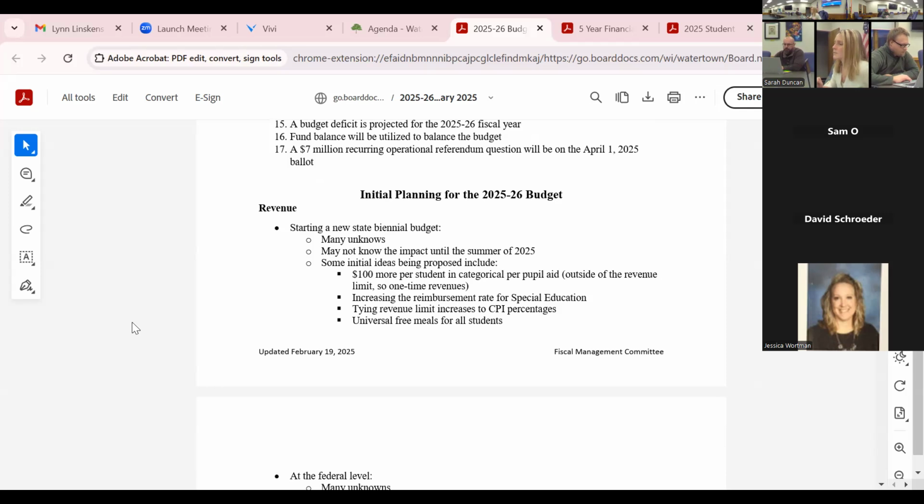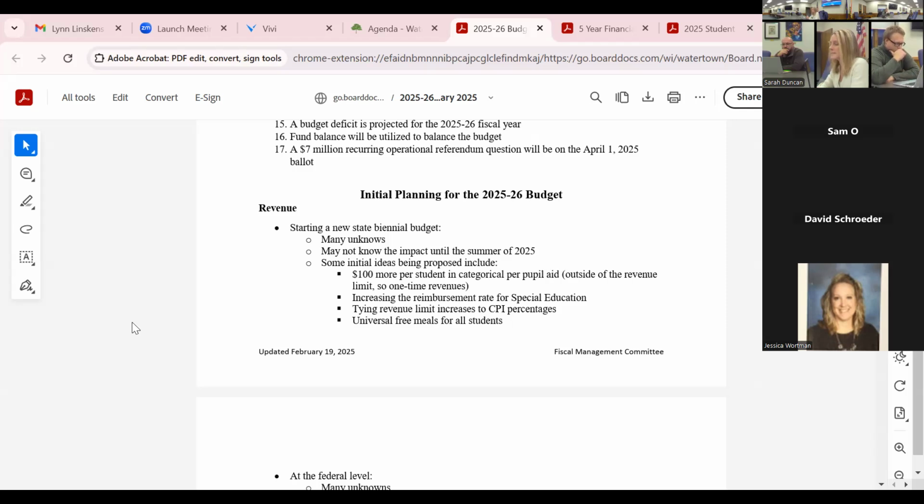Our big unknowns for next year are going to mainly be on the revenue side of things. So the state is going to have a new biennial budget. Just last night, Governor Evers presented that. So I do know some of the big things he's proposing. Actually, there were a lot of big proposals in there. And if any one of the things that he is putting forth in his budget passed, it would be impactful on the district.